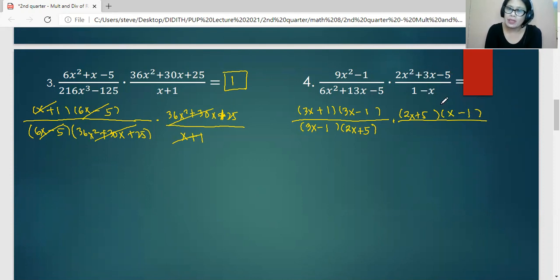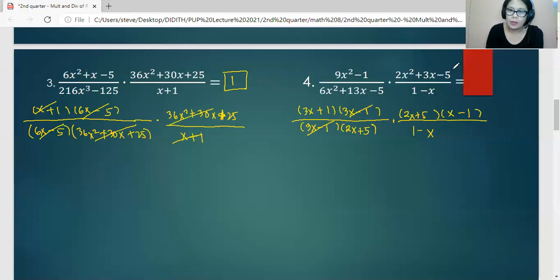And then we will write as is 1 minus x. And then cancel the common factors. So 3x minus 1. And then we have 3x minus 1.